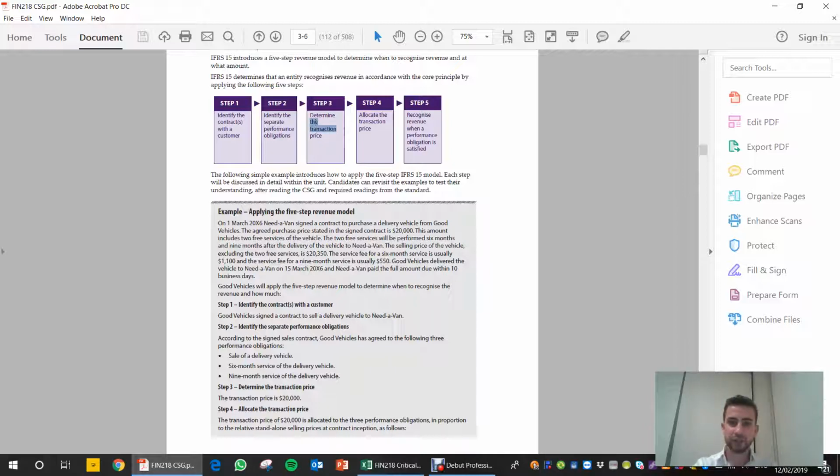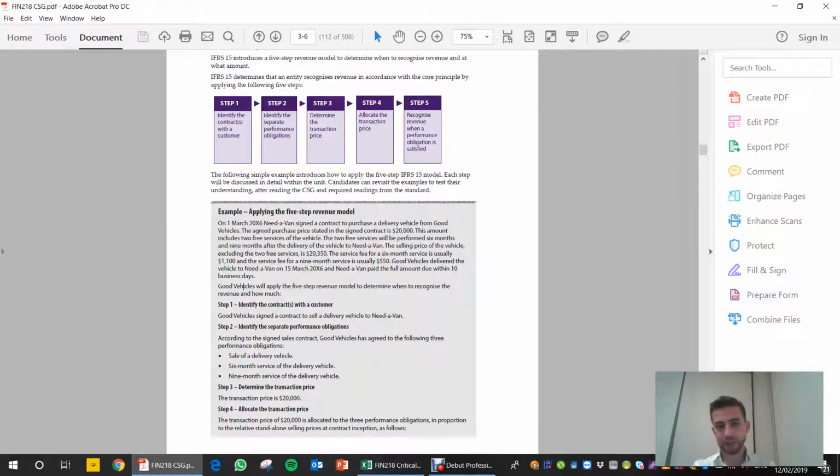Step number 3 is determine the transaction price. So this is actually the dollar amount that you are paying on the contract. Step 4 is allocate the transaction price. So it's the dollar amount on the contract. How are you allocating this between the different services that you're paying for? And number 5 is recognize revenue when a performance obligation is satisfied. So it's basically saying, when do you recognize revenue?